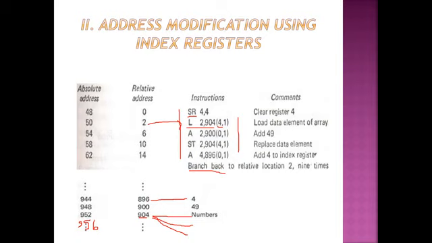Done, no problem. So how am I going to take various data? Because the first time I take the data, the index register will be 0. The second time the index register will be 4. The third time the index register will be 8, and so on. How can I do it?